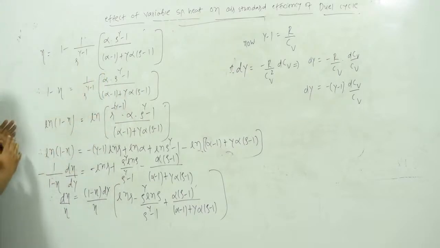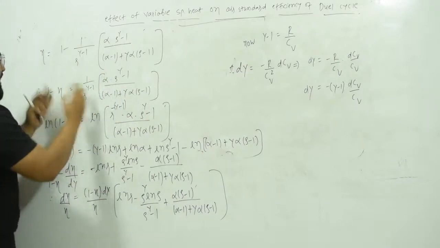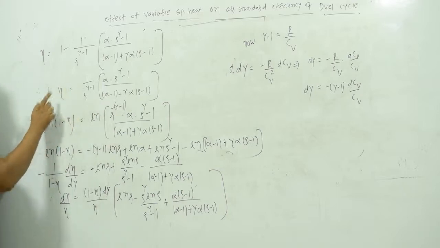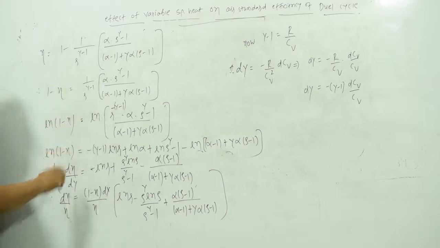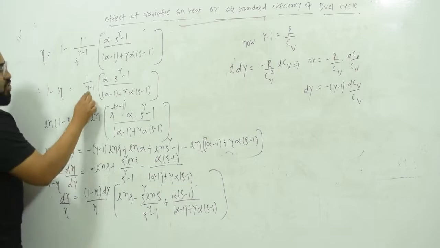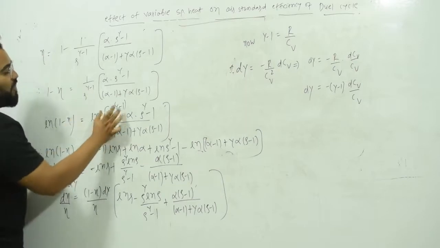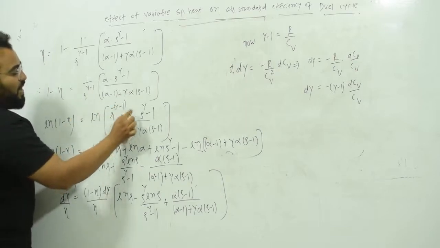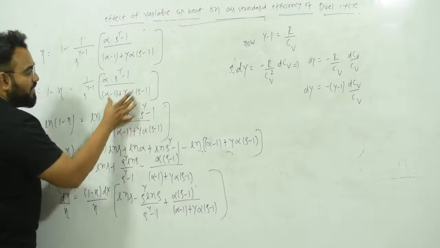I will just rearrange the terms. Now I am going to take ln on both sides. So here ln of 1 minus eta is equal to ln of r raised to minus gamma minus 1, then alpha, then rho raised to gamma minus 1, and this denominator as it is.